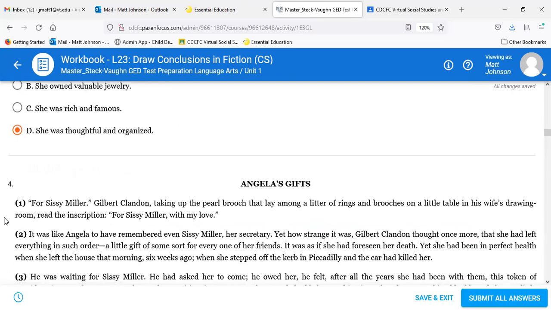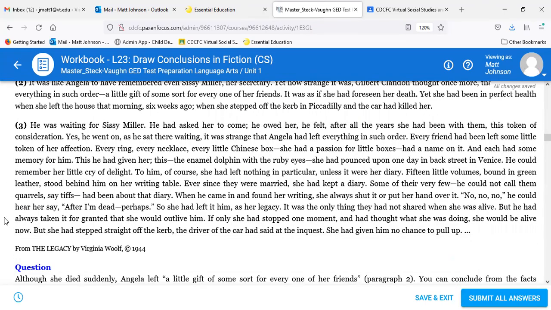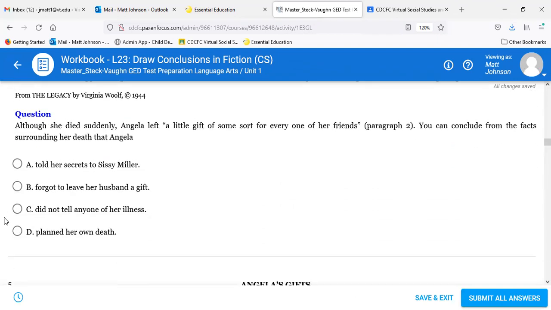Okay, and then number 4, let's see. Sasha Gay, could you read question 4? Yes. Though she died suddenly, Angela left a little gift of some sort for every one of her friends. You can conclude from the facts surrounding her death that Angela A. told her secrets to Sissy Miller. B. forgot to leave her husband a gift. C. did not tell anyone of her illness. And D. planned her own death.